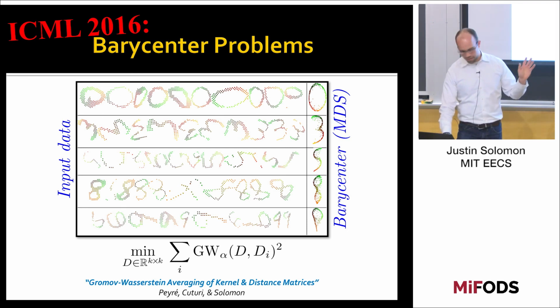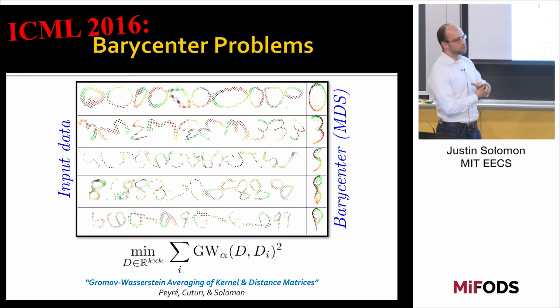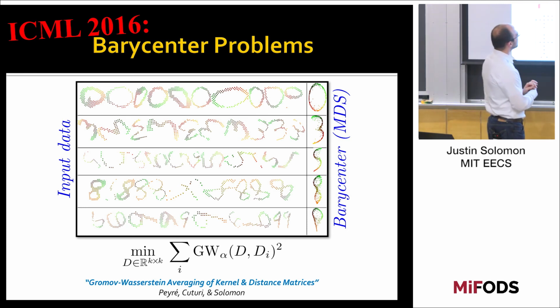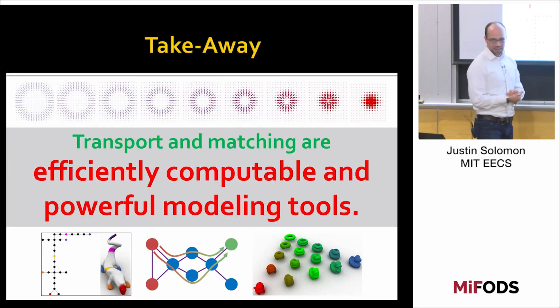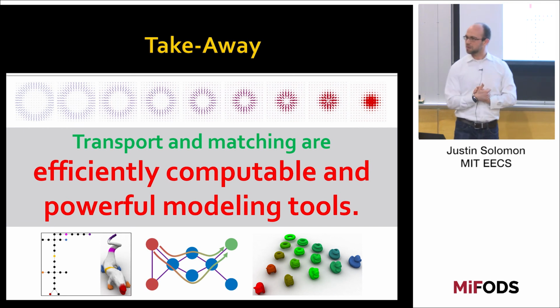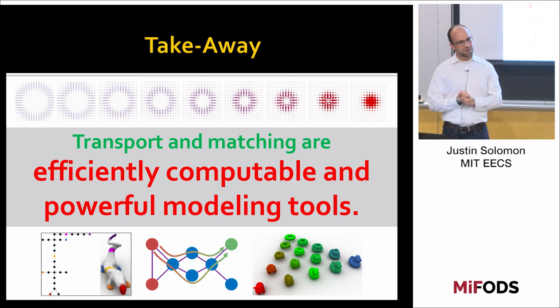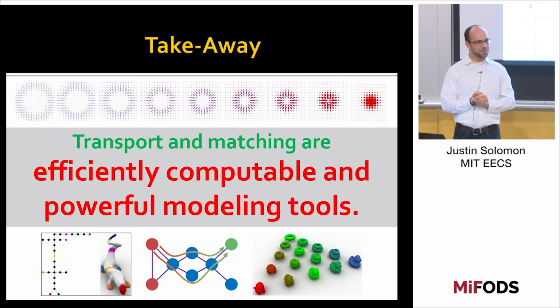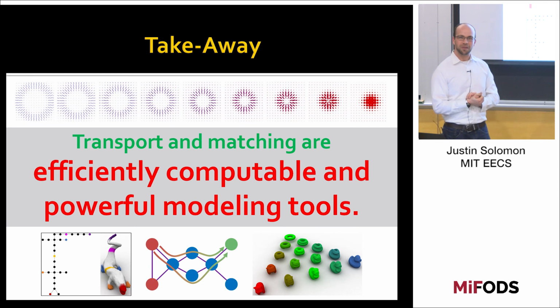Okay, so I think we have nowhere near enough time to show you some of the other fun things that we're thinking about. But the basic takeaway here is that transport and associated matching tools are extremely nice ways to think about a lot of geometry problems. And now that we know how to compute these things in less than a ridiculous amount of time, we can use them in lots of modeling and application scenarios. And that's really what we're after in our group, right?